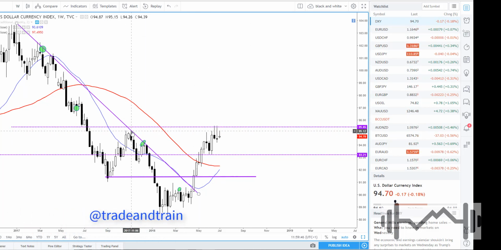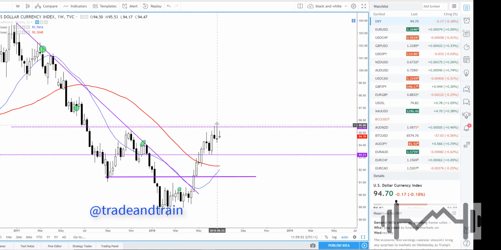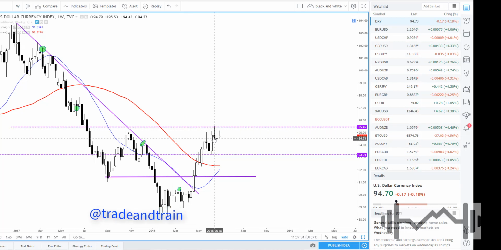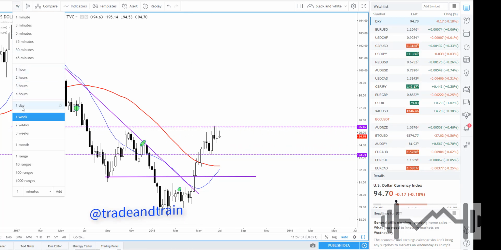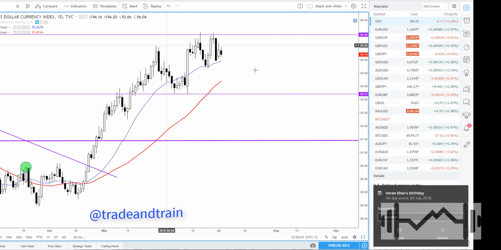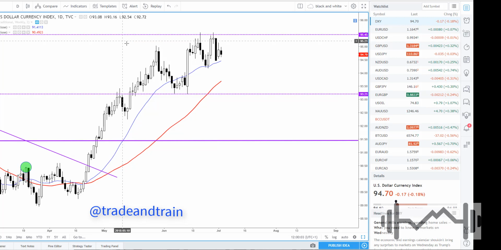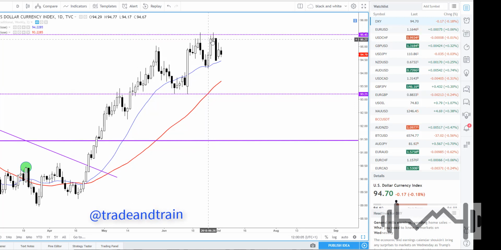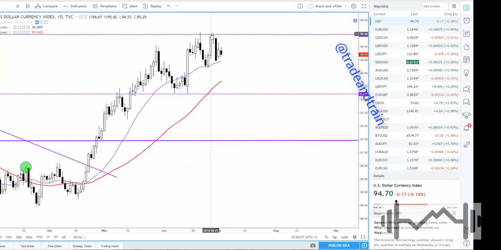So what have we seen on the weekly chart? Well, we've seen the 95 level tested a couple of times. On the weekly, we can see long wicks pushing through 95 and then coming back down. If you look at the daily chart, you'd see a close above 95, but then a rejection forming a double top.